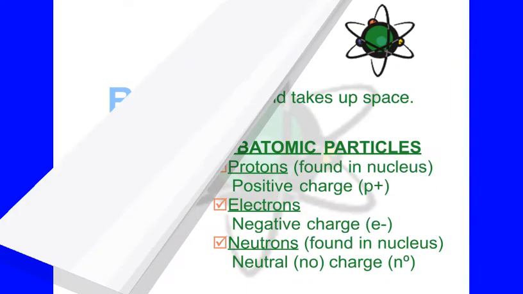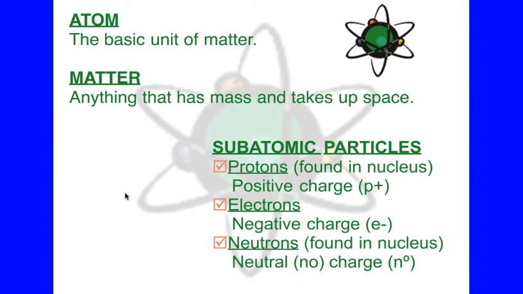So let's start simple with atoms. Atoms are the basic unit of matter, which is anything that has mass and takes up space. Subatomic particles are the parts that make up atoms.